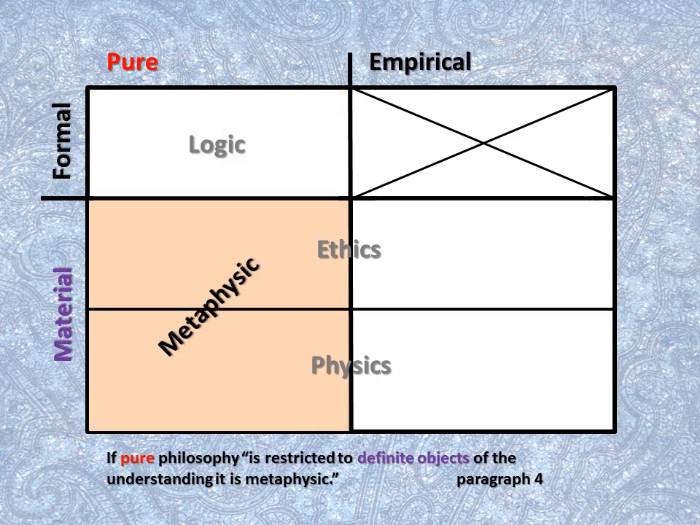If pure philosophy, on the other hand, is material, or as Kant puts it, restricted to definite objects of the understanding. And again, definite objects. These are not indefinite objects. These are not variables. These are not formal abstractions. These are definite, specific objects. So, where pure philosophy is applied to material content, specific content, definite objects of the understanding, Kant says it is called metaphysic. Now, this is important because Kant writes like a lawyer.